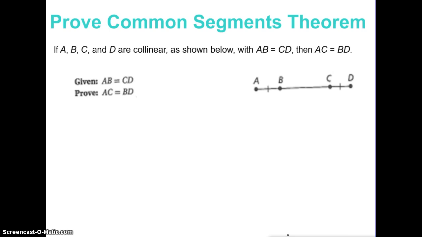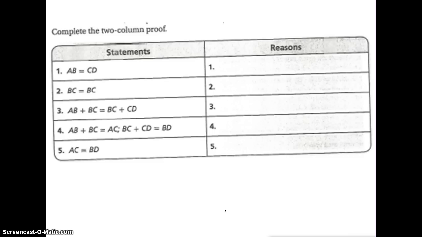Alright, here we are going to prove the common segment theorem. You have a 2-column here. We are going to use a 2-column to organize our thoughts and then put it into the paragraph proof. Alright, so what you see here is that I'm given AB is equal to CD in length. What we are trying to prove is that the length of AC and the length of BD are the same. Alright, so first off, AB equals CD. Well, that was given to us, so we're going to write given.